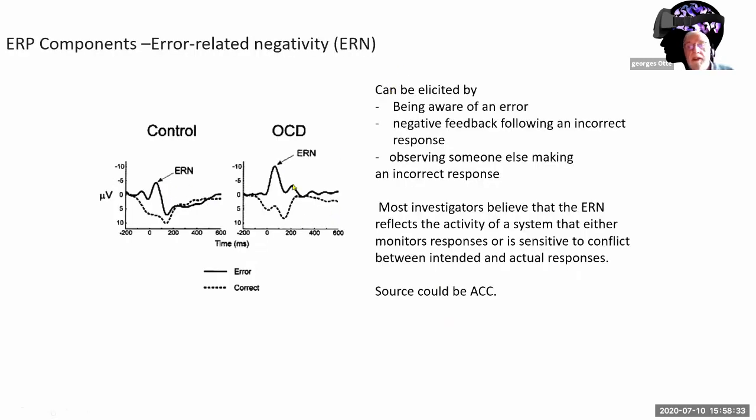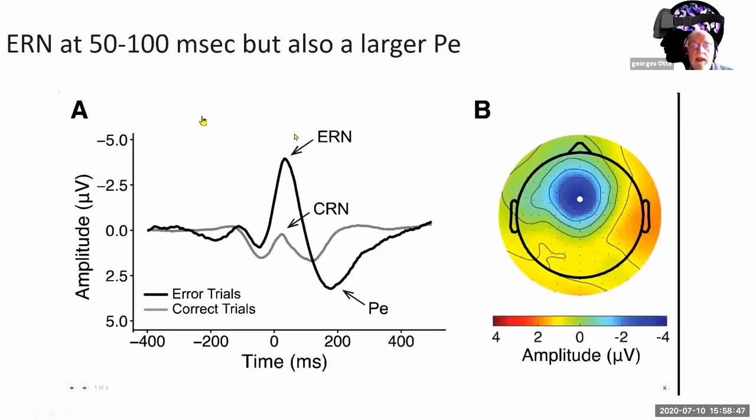Here you see it in OCD patients, where it's very pronounced, and this is obviously one of the psychiatric conditions where you have these very pronounced error-related negativity potentials. Again, this is a trial. These are the correct trials. There is a slight negativity in the correct trials. It's a correct trial negativity, but in the error, the amplitude, and this is around 50 milliseconds, is much higher. And you have also this very pronounced error-related positivity.